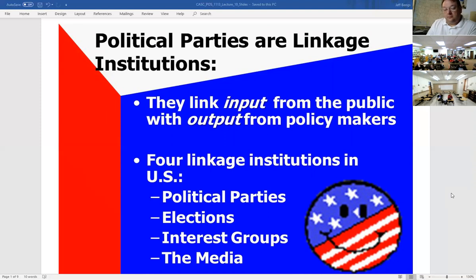So a political party really is just kind of, not so much an entity, but a long-standing alliance that connects the population with their government. Other linkage institutions are elections, interest groups, and the media.